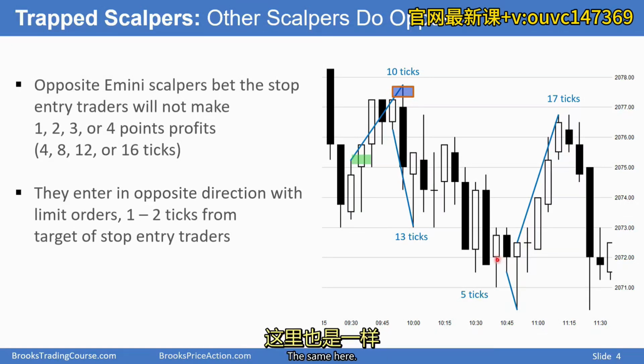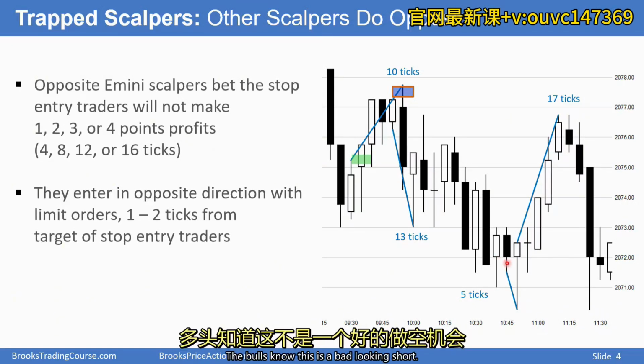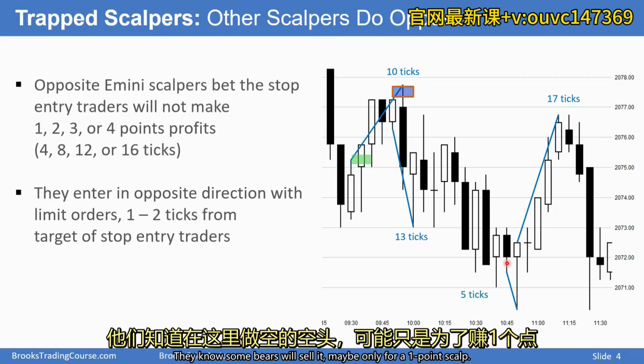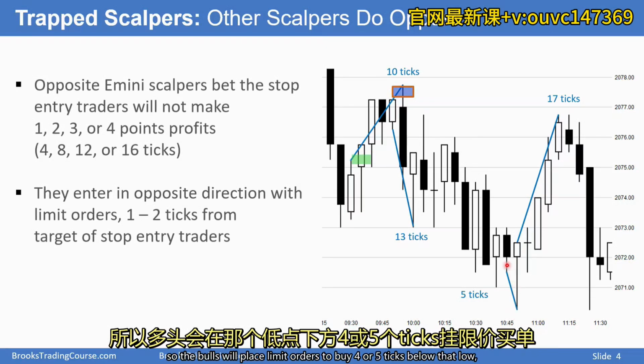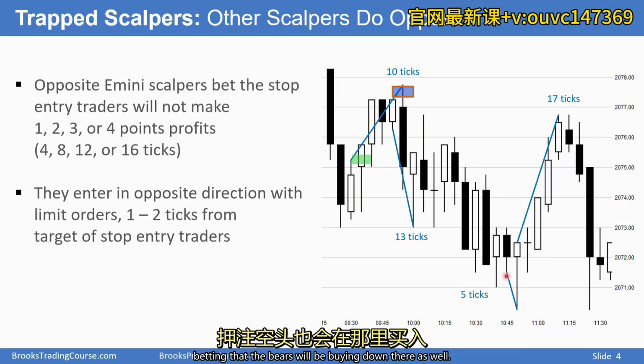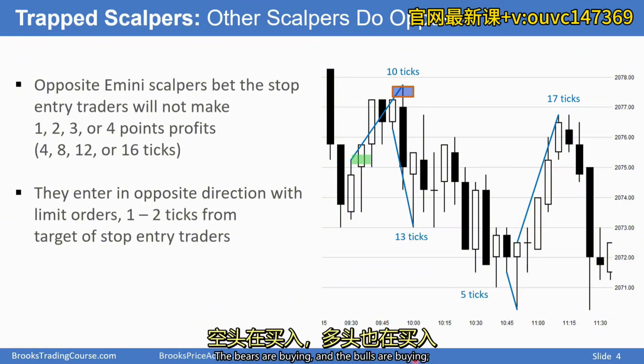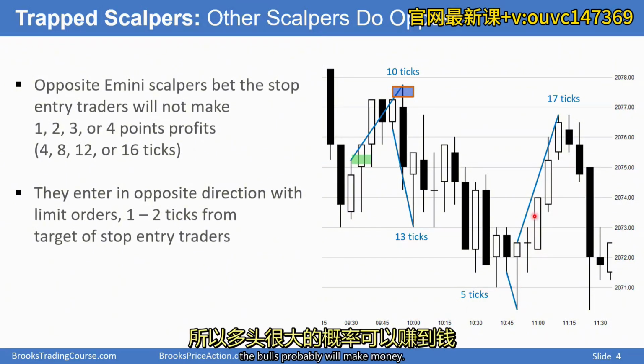The same here. The bulls know this is a bad looking short. They know some bears will sell it, maybe only for a 1-point scalp. The bulls know it has to fall 6 ticks for those bears to make money. So the bulls will place limit orders to buy 4 or 5 ticks below that low, betting that the bears will be buying down there as well. If the bears are buying and the bulls are buying, the bulls probably will make money.